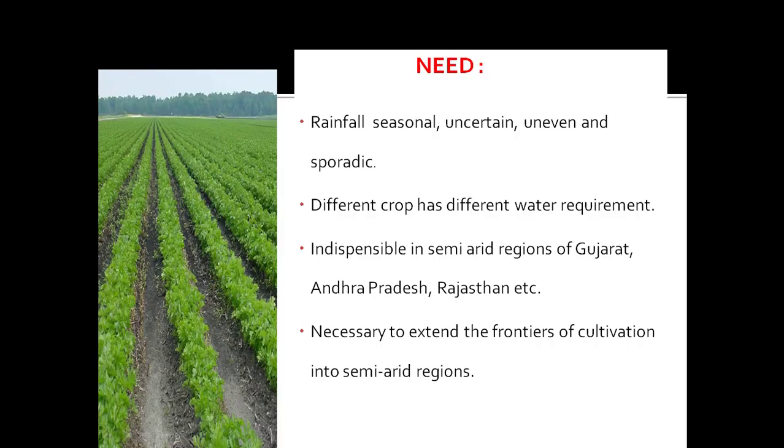There are some miscellaneous reasons or needs for irrigation. Rainfall is seasonal in India, uncertain, uneven and sporadic. And you know that different crops have different water requirements. That also plays a very important role. Irrigation is indispensable in semi-arid and arid regions, for example Gujarat, Andhra Pradesh and Rajasthan. And there is an urgent need to extend the frontiers of cultivation. The reason: the day-to-day need for food grain supplies, mainly in the semi-arid regions.